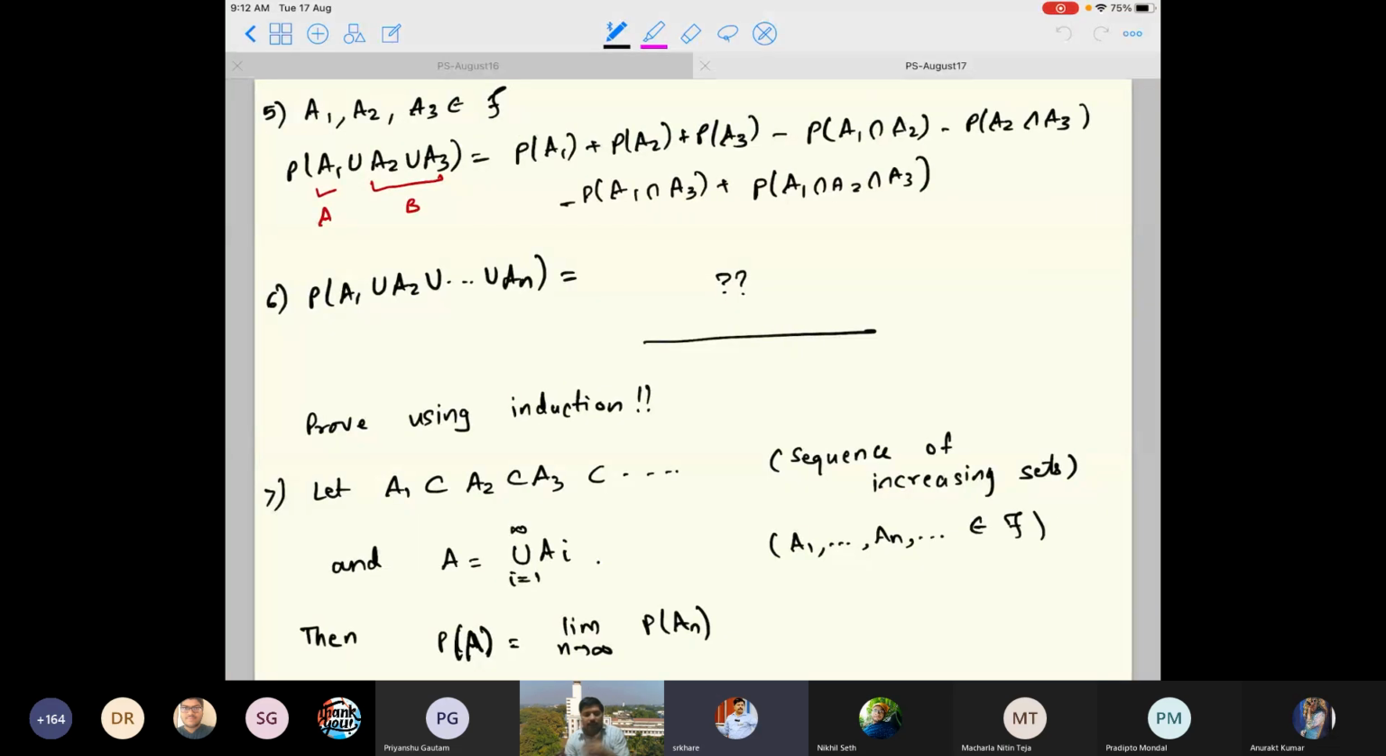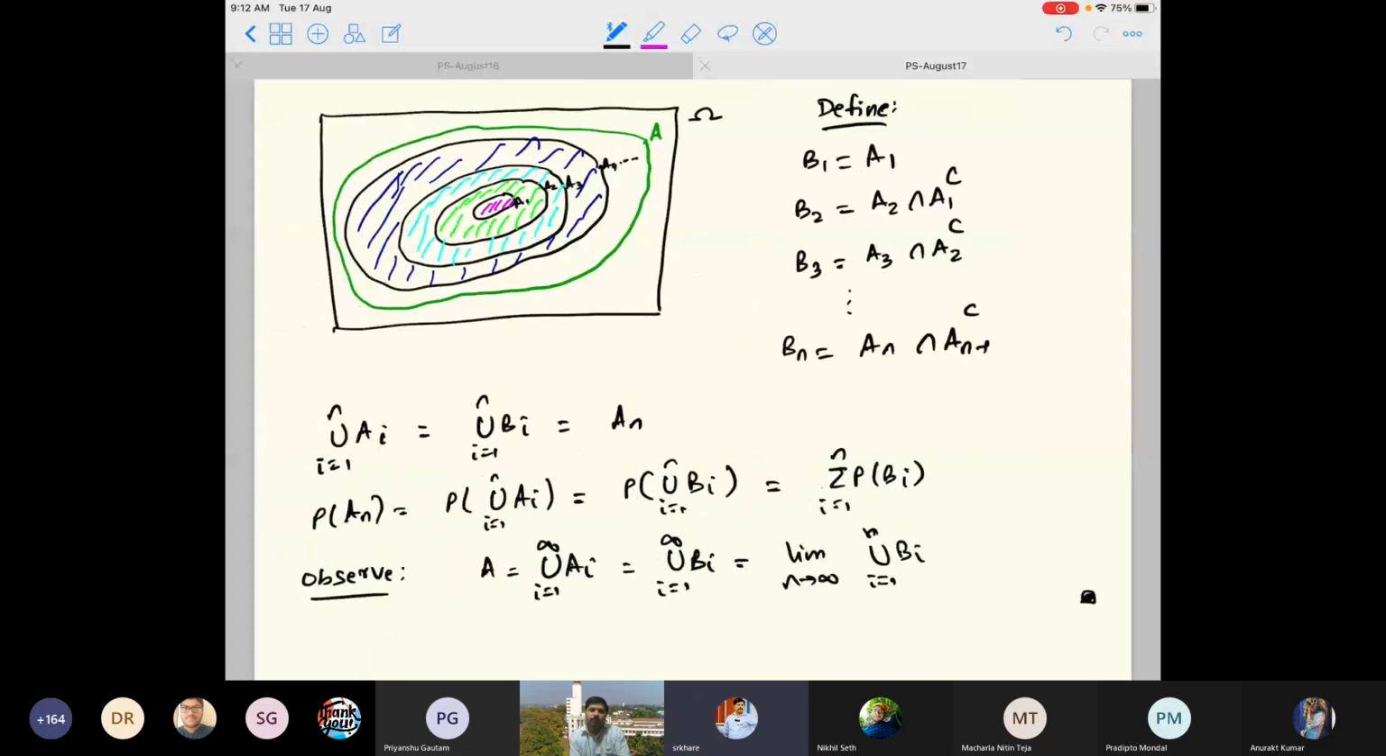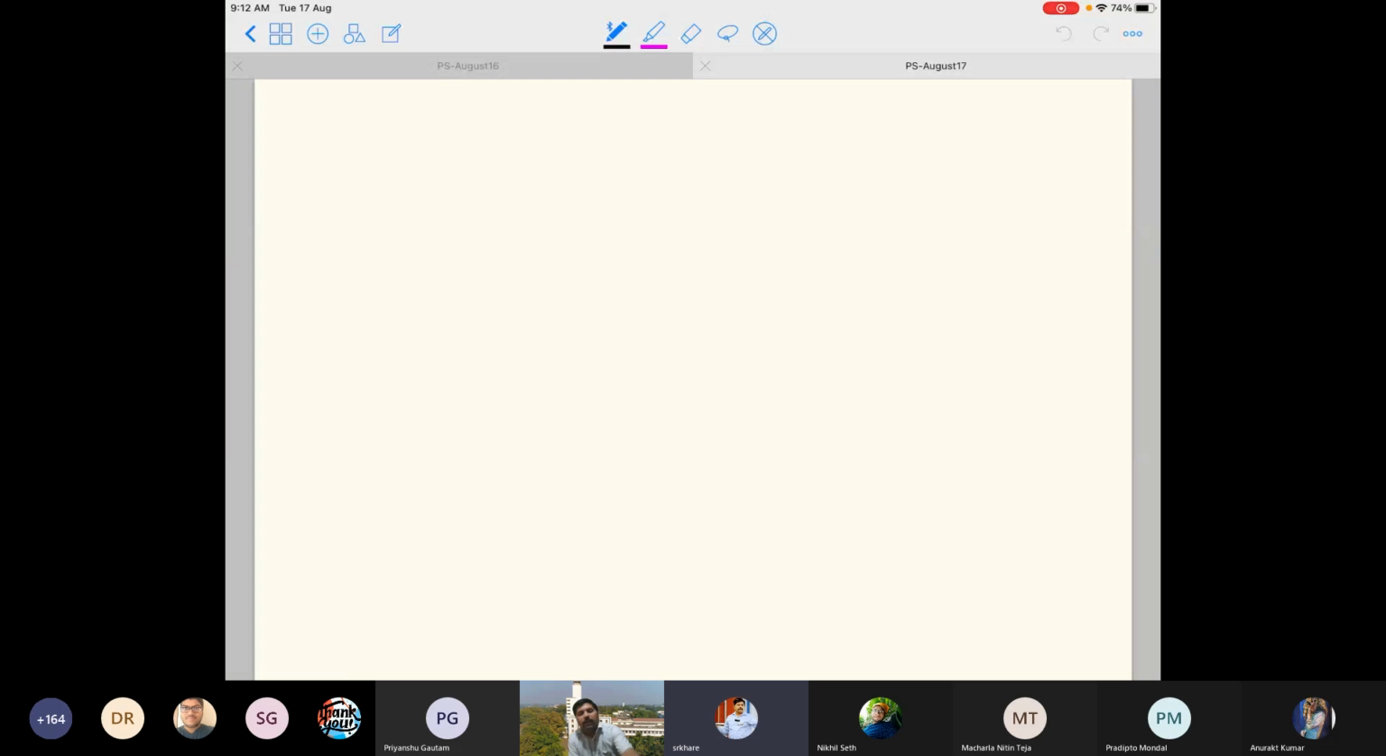So A1 containing A2 containing A3, and then you look at the intersection of all these decreasing sequences, and you can say the same result about decreasing and so on and so forth, right? So these are some interesting consequences and results which you can prove using this axiomatic definition. Okay, so let's go to the next concept.